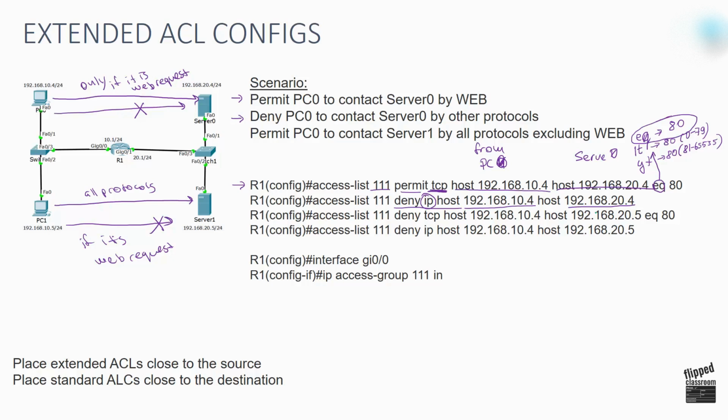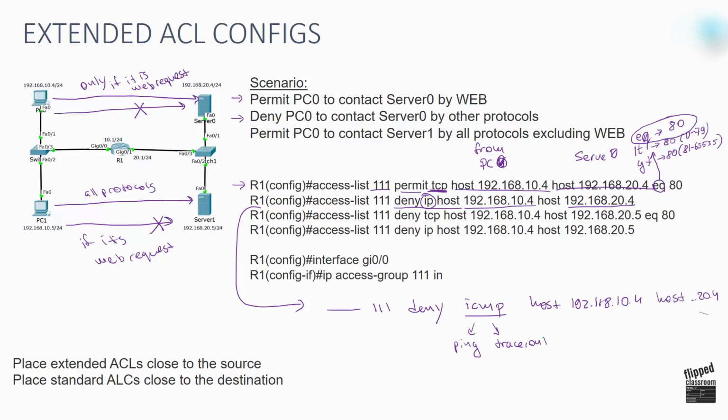Alright, and by the way, we can also attach the value here. So here we can type the row like access list 111, and we can also write deny ICMP from host 192.168.10.4 to host and so on. ICMP, as you remember, is responsible for operations like ping and trace route, Internet Control Message Protocol.